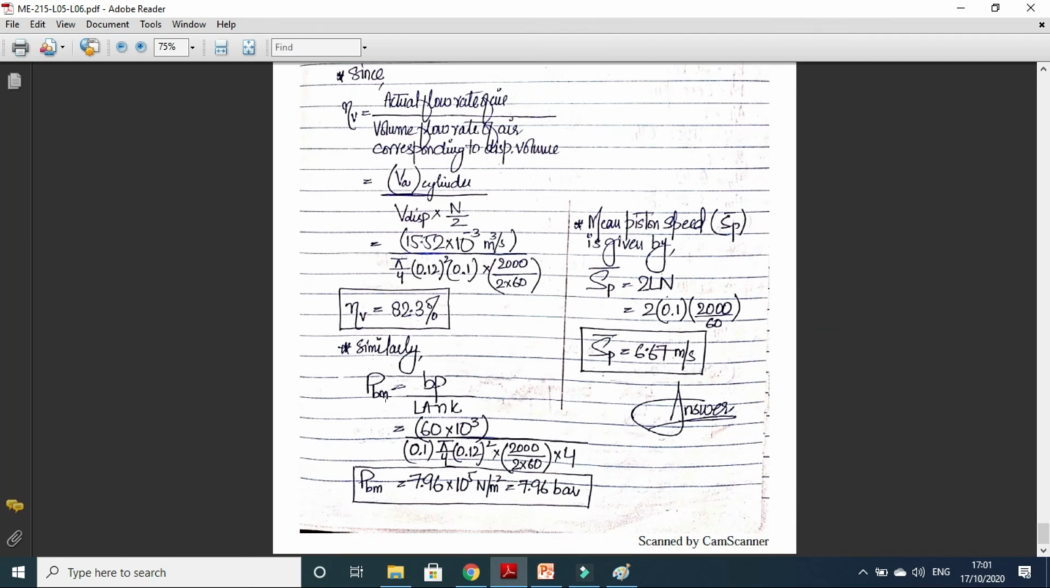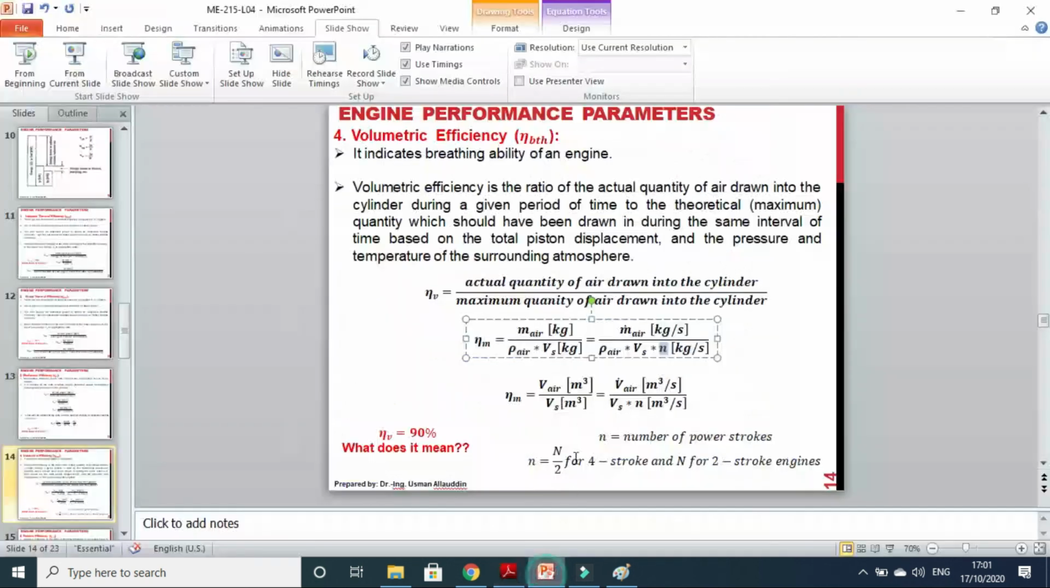The formula for the brake mean effective pressure is this: brake power is known, L is known, pi by 4 d square, the bore, is known, n is known, k is known. So we can find the mean effective pressure, and the mean piston speed formula is 2LN, and we can find Sp, which comes to about 6.67 meter per second. So that's it.